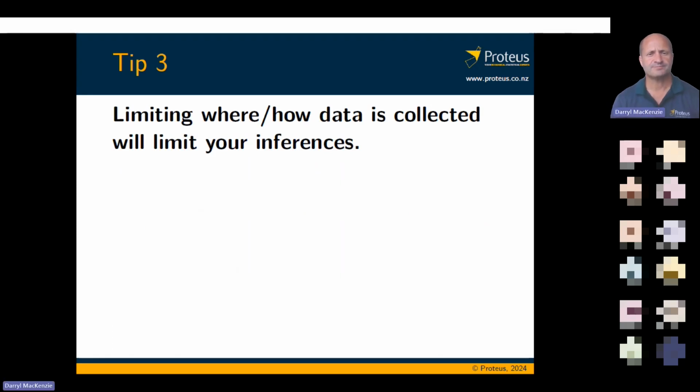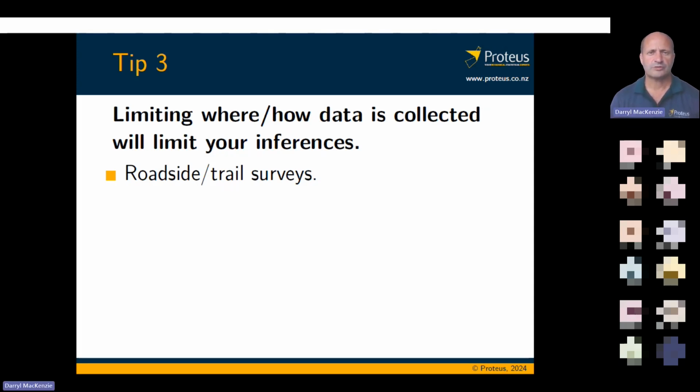Okay, tip number 3. If we make some decisions that limit where and how we collect our data, that will have an effect and put some limitations on our inferences. So we'll build in some caveats for what we can say from those analyses.